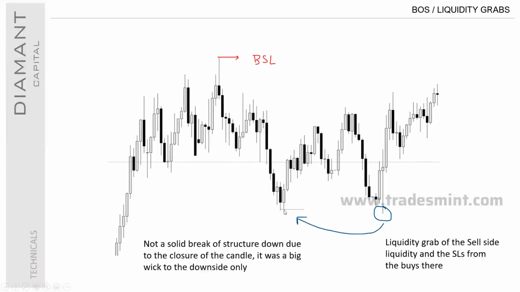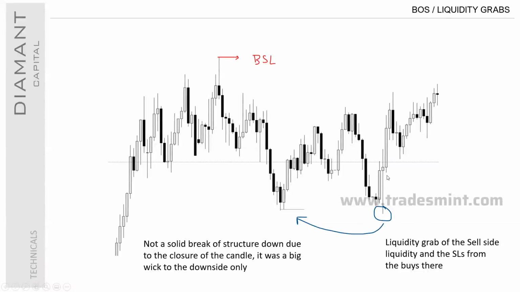So let's take a look at this candle right here. If you take a quick look at the bottom, there are equal lows. You've got to understand if there's a clean break of structure right there, then we'll possibly be seeing a retracement and then more bearish movement. However, we didn't get a clean break of structure down due to the closure of this candle right here. It was only a wick to the downside.